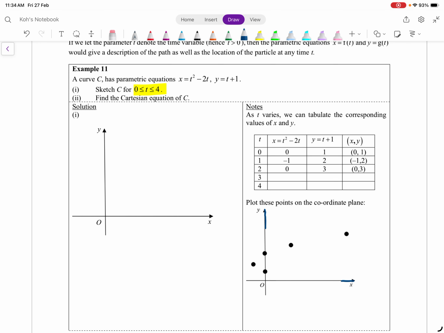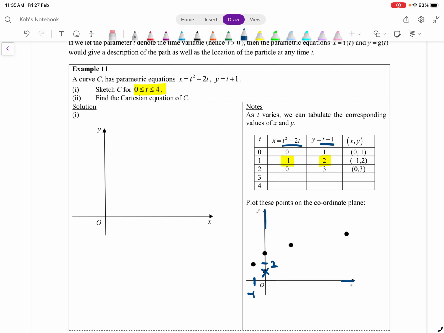Since t is more or equal to 0, I sub in 0 first. So t equal to 0. You sub in 0, and you notice that the x value is 0, and of course the y value is 1. So it's at this point. Then I sub in another t value, t equal to 1. You sub into the x value, and x is negative 1, then y is positive 2, because 1 plus 1 is 2. So negative 1, positive 2, meaning it's at this point.